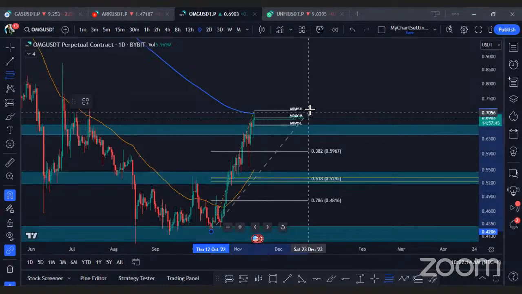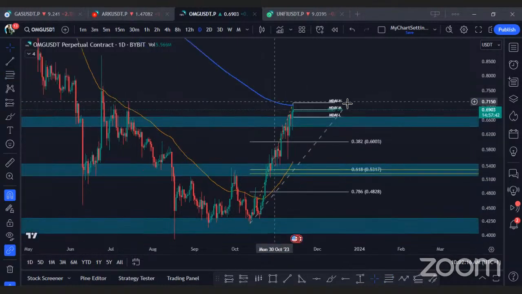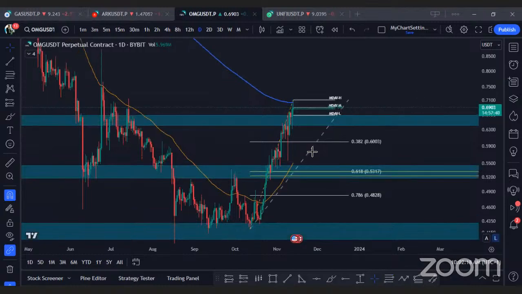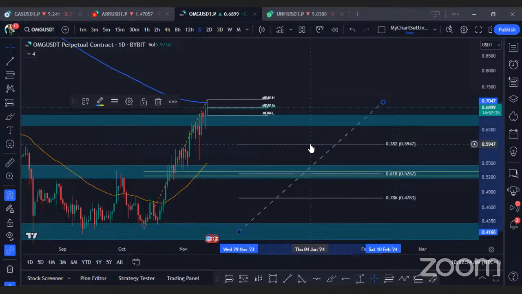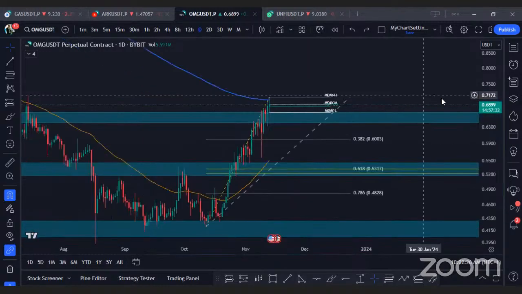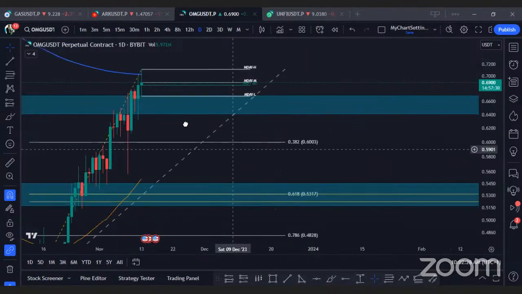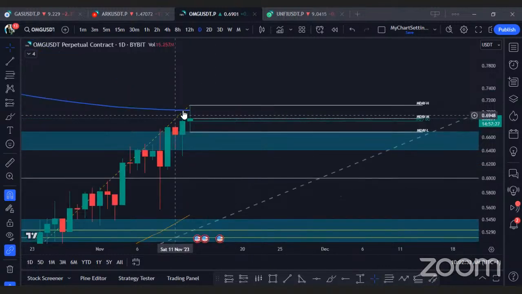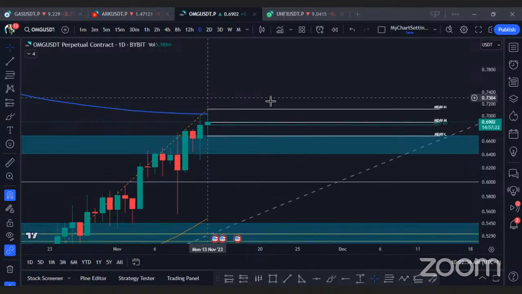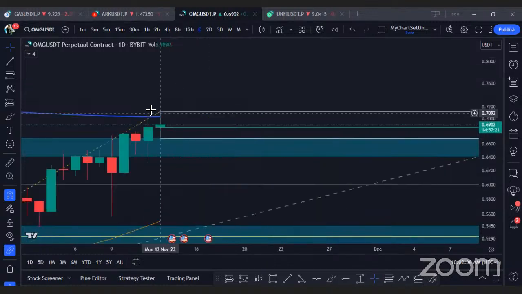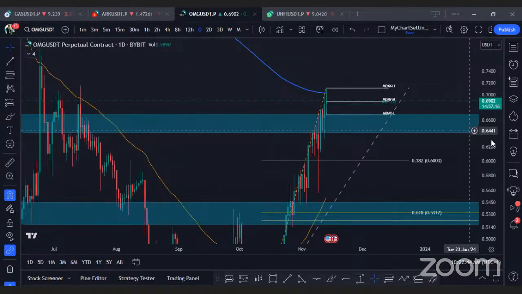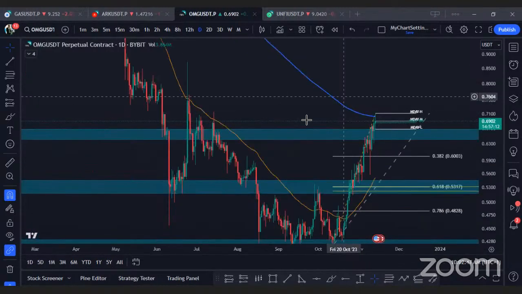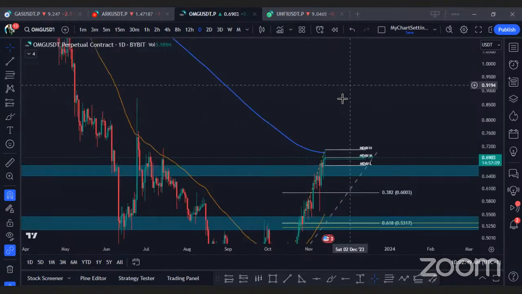Okay. So OMG is currently using the 200 as a resistance right now. As you can see, I'm on the daily time frame, yesterday's candle rejected just at that 200, pulled back, and now we're having this indecision candle for today again. I don't know how that candle will close. From the look of things, there could be a pullback before we continue. Once we break above this 200, then we can continue to go up.